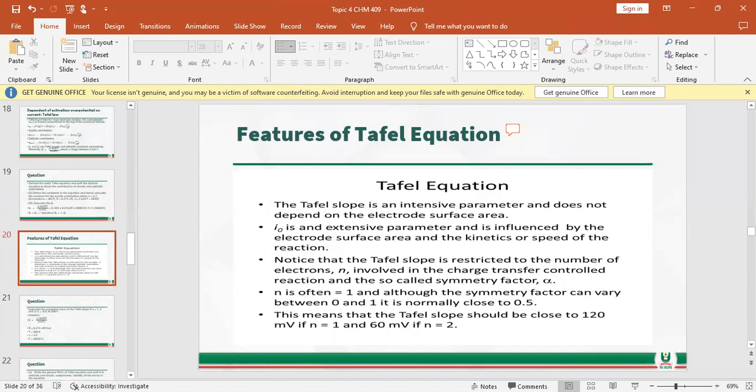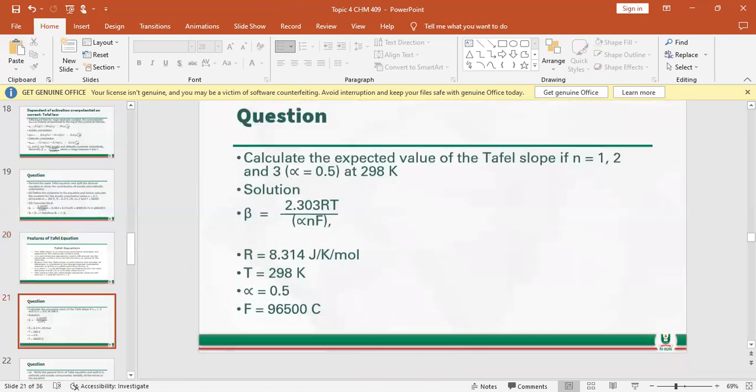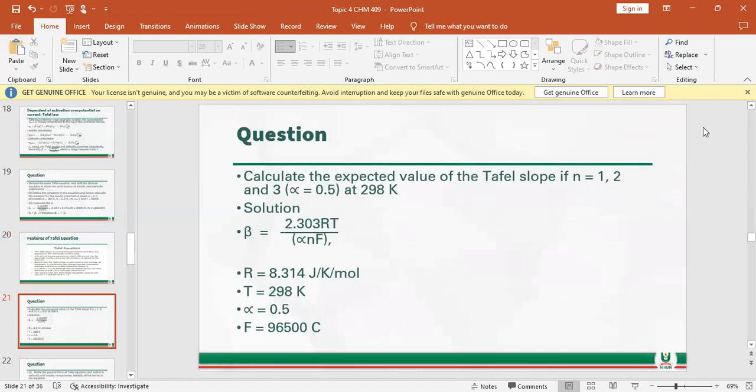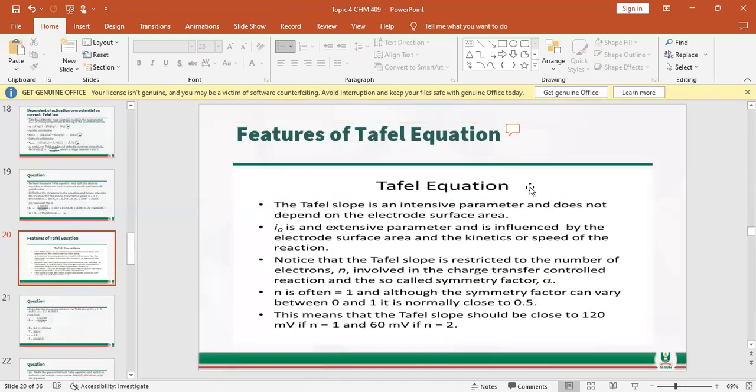N is often equal to 1. And although the symmetry factor can vary between 0 and 1, it is normally close to 0.5. This means that the Tafel slope should be close to 120 millivolts if N is equal to 1 and 60 millivolts if N is equal to 2. So you should be able to outline the features of the Tafel equation.